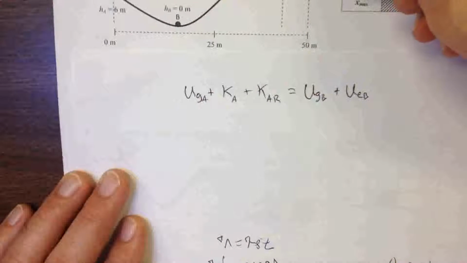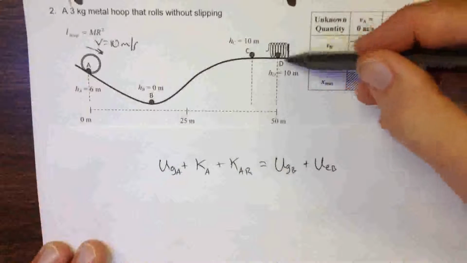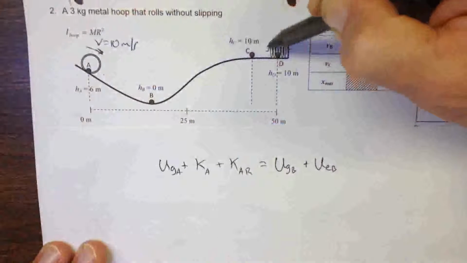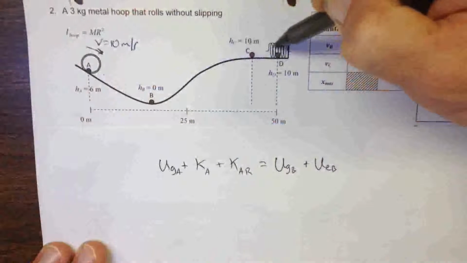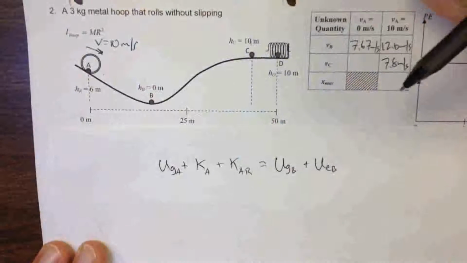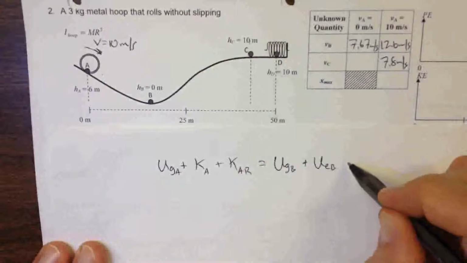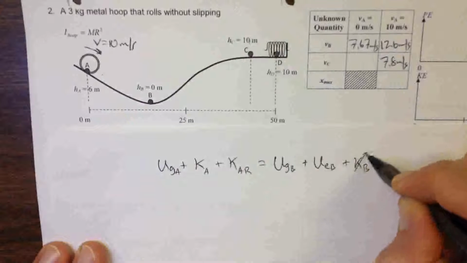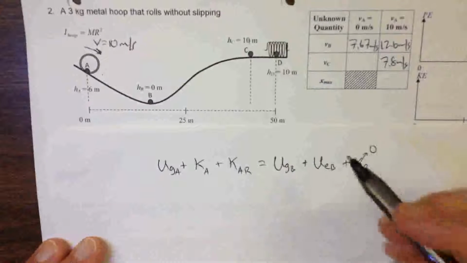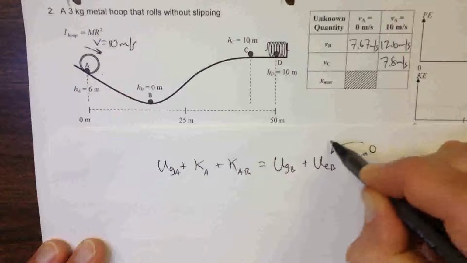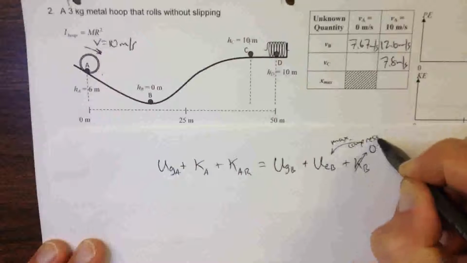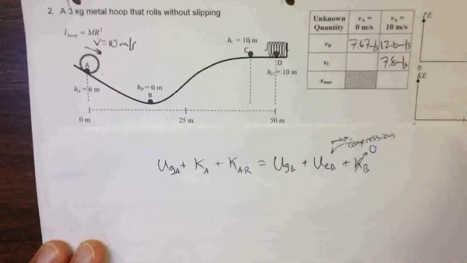But what denotes the maximum compression of the spring is that the ring is going to come to an absolute stop. At that point, the spring will be compressed to its maximum value. So if we tried to add in some kinetic energy here, just note that it's going to be 0. That's what will denote the maximum compression of the spring. Okay?